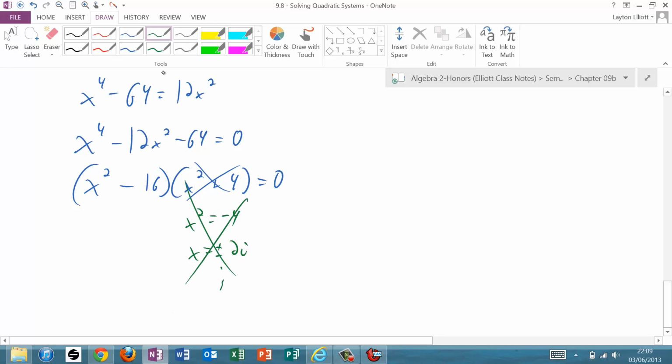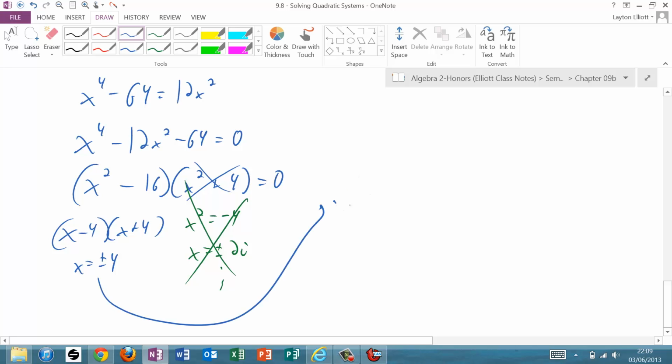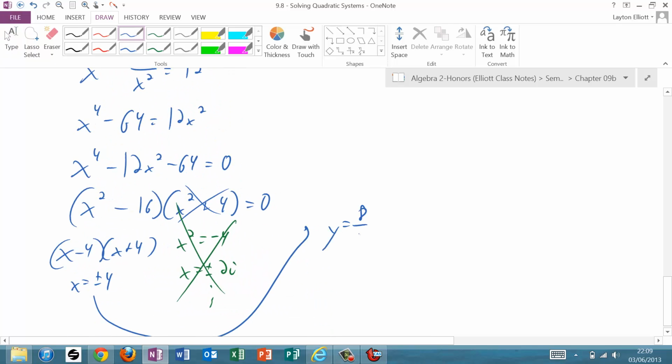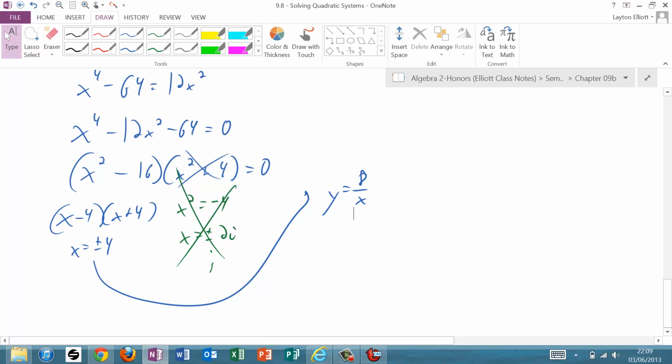For the real numbers, we have x minus 4 and x plus 4. And we know that x is equal to plus or minus 4. So I'm going to take that and plug that into y is equal to 8 over x. You should be able to see that when x is 4, y is 2. When x is -4, y is -2. So that gives us the ordered pairs (4, 2) and (-4, -2).